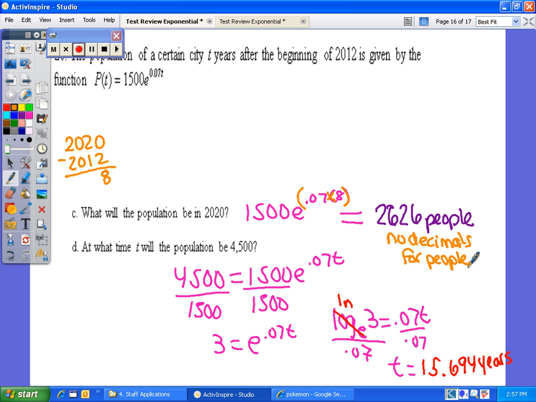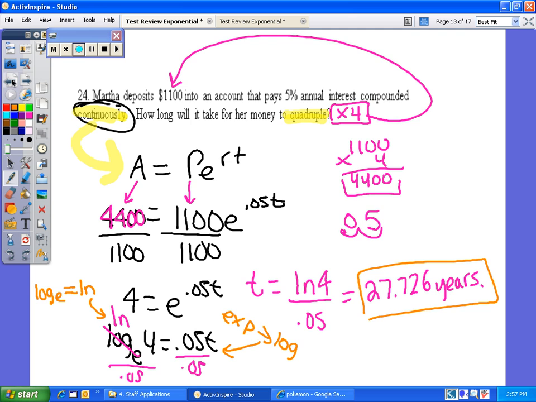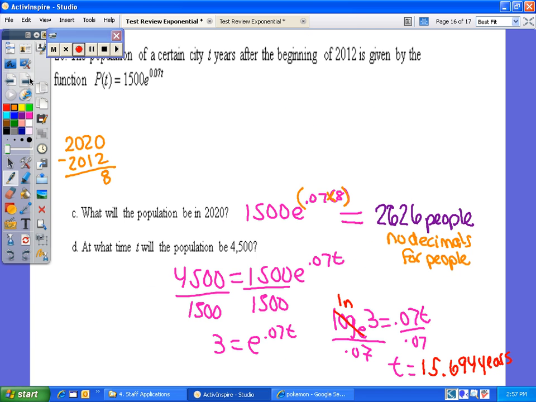Okay, last one is, at what time t will the population be 4,500? This is the exact same question that was, I think, 24. Same thing, no different. So you're going to replace P of t with 4,500. 1,500 stays the same, 0.07 and t stay the same because we don't know what t is. First, divide both sides by 1,500, and you realize that this is asking when will it triple.